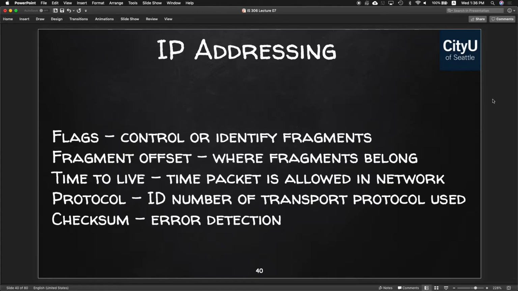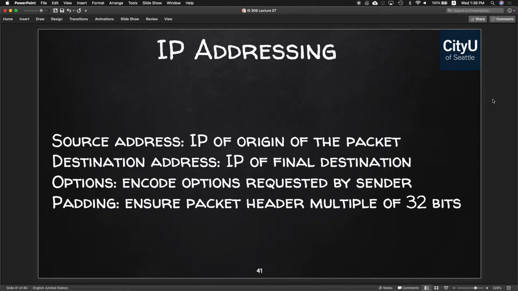Checksum, we encountered this word again. It's basically for your error detection. Source address, you need to put that information as well, where it comes from, and the destination address is basically where the final destination of that packet is. You have options as well, so there are other options that the sender could include. Padding ensures the packet header is a multiple of 32 bits.